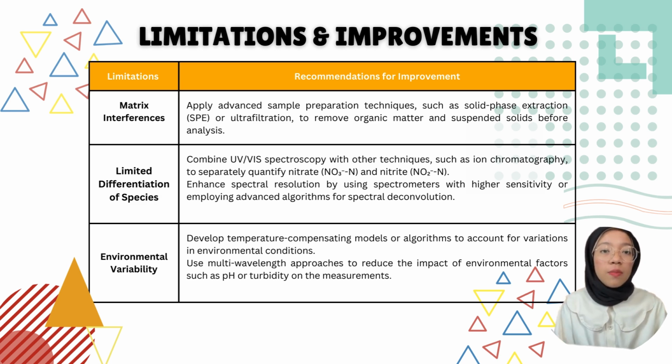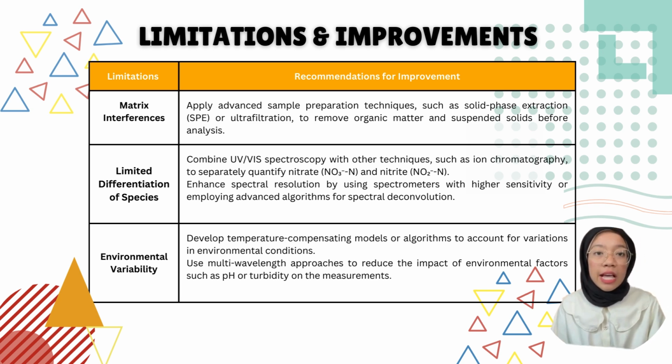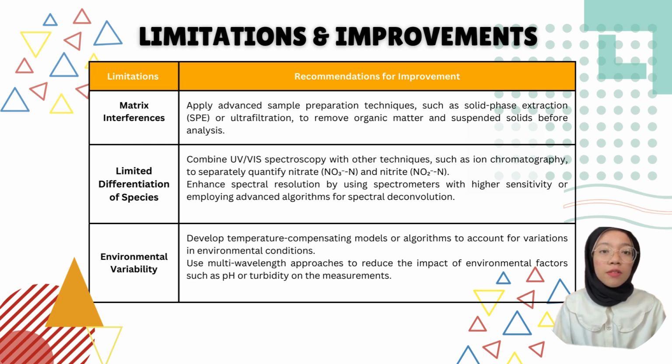Next, UV-visible spectroscopy also struggles to differentiate closely related species such as nitrates and nitrites, especially in complex water samples. To solve this, the solution is to combine UV-visible spectroscopy with complementary techniques such as ion chromatography for enhanced separation and identification. Additionally, using spectrometers with higher spectral resolution or employing advanced algorithms for spectral deconvolution can further improve these differentiations.